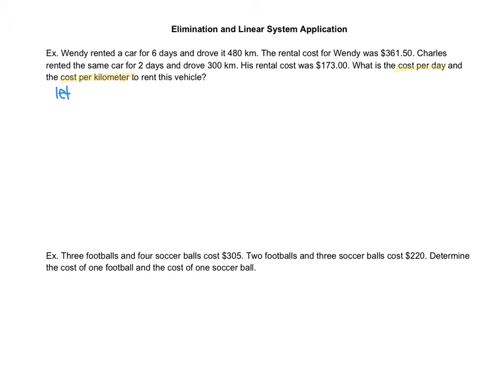So let D for day represent cost per day, and let K for kilometers represent cost per kilometer.